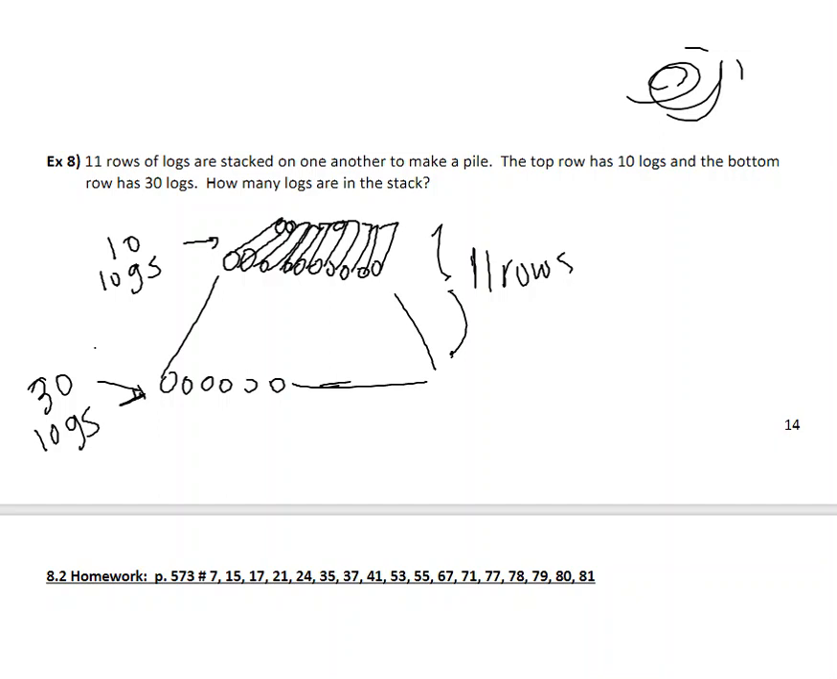So this is actually a little bit easier to use the shortcut formula. You're adding together the sum of the 11 rows of logs. So you are going to take 11 divided by 2. Remember what goes here is the first term of the sequence.